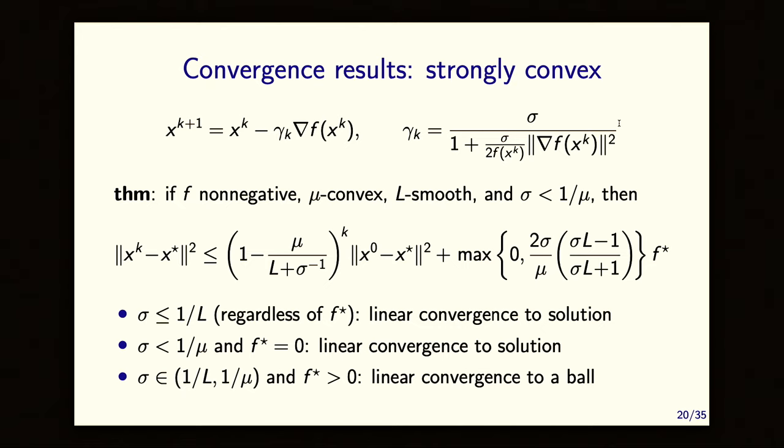That's best. And also, if your sigma specified is much larger than 1 over L, 2 over L, but it's still less than 1 over mu, the strong convexity parameter, and if your f star is 0, then it can still converge linearly to your point. Of course, if f star is larger than 0, then we have only linear convergence to a ball.